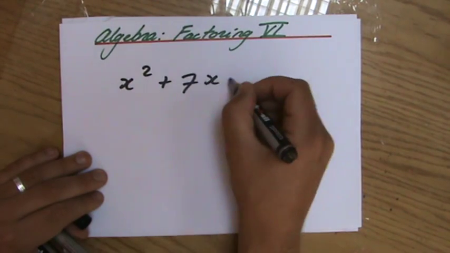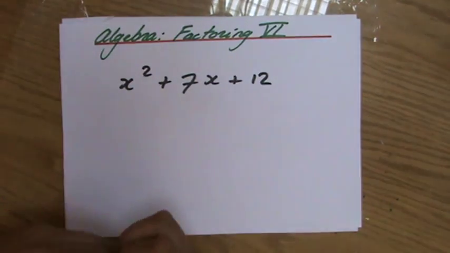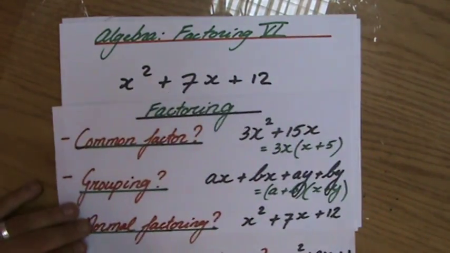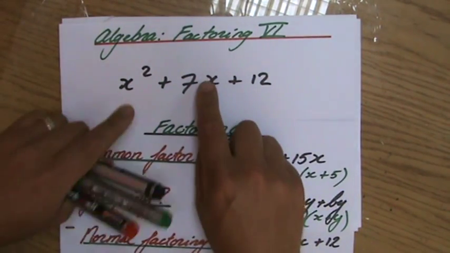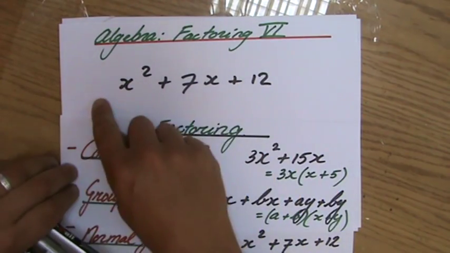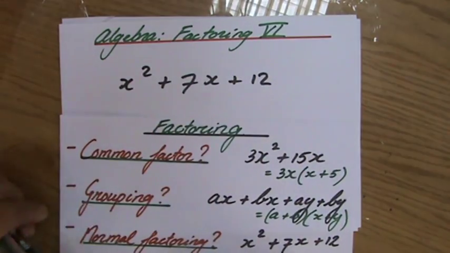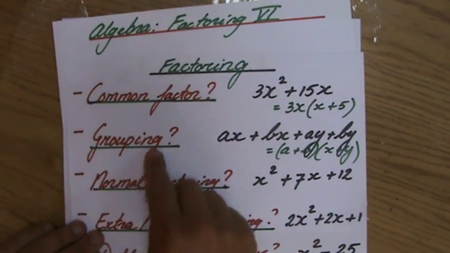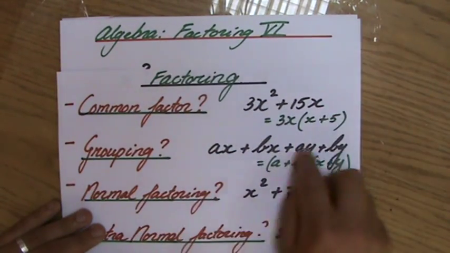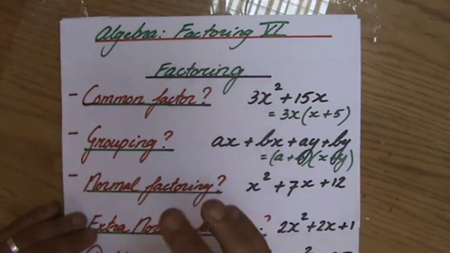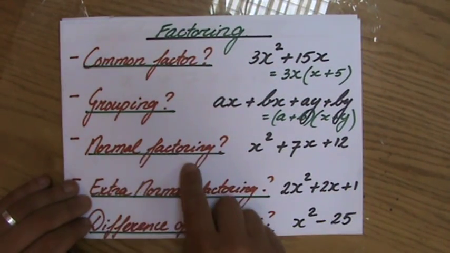Okay, the first question you ask yourself is there a common factor in all the terms? Yeah, those have an x, but this one doesn't have an x. So is there a common factor? No, there's not. The second question you always ask yourself, can I factorize it by grouping? Well, this one only has 3 terms, and for grouping I need 4, so no.